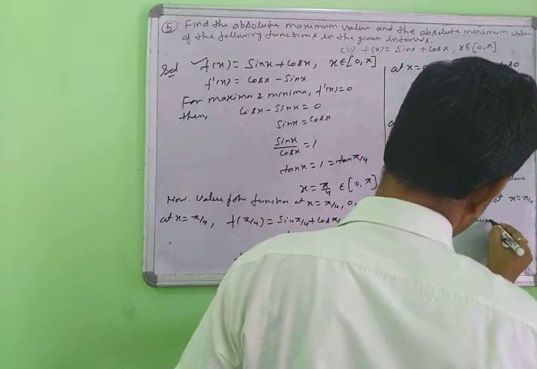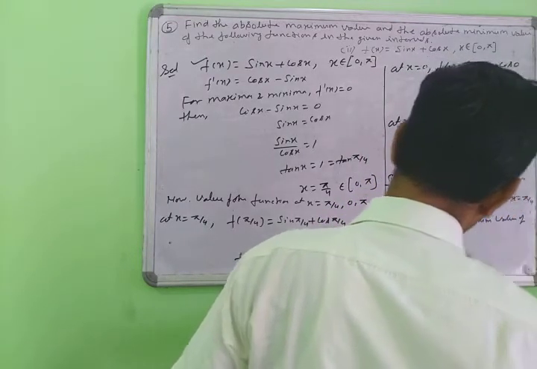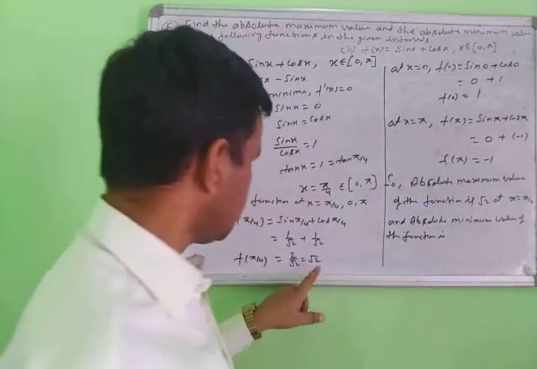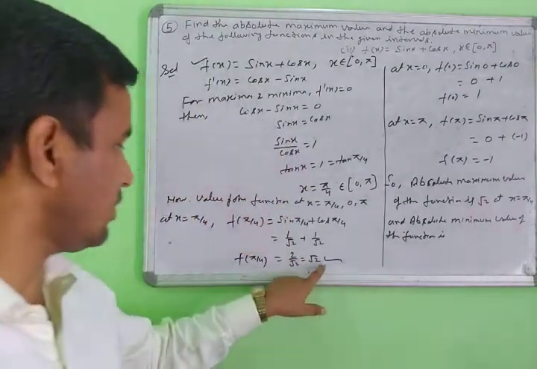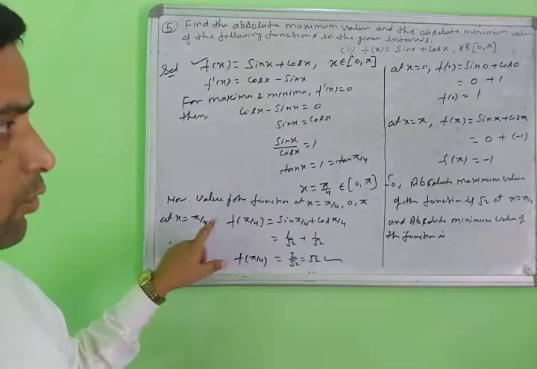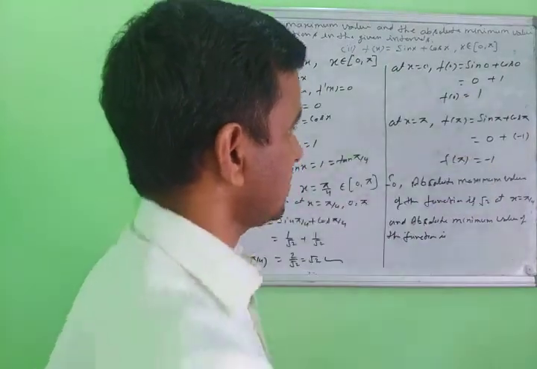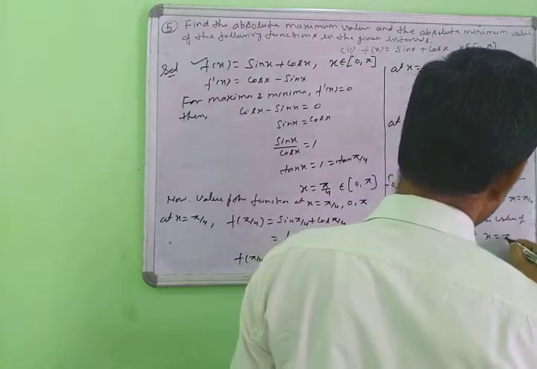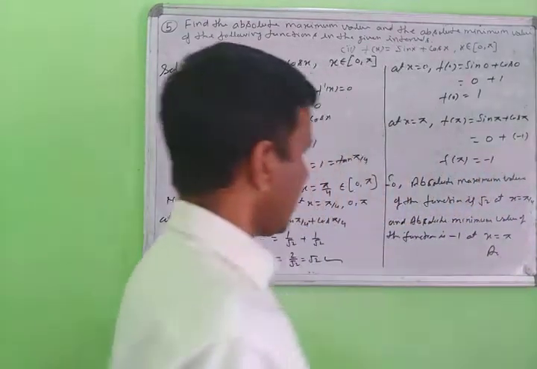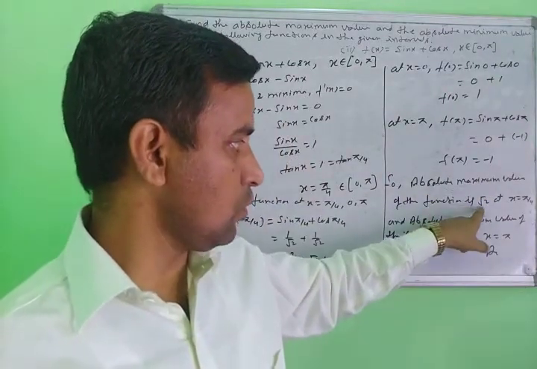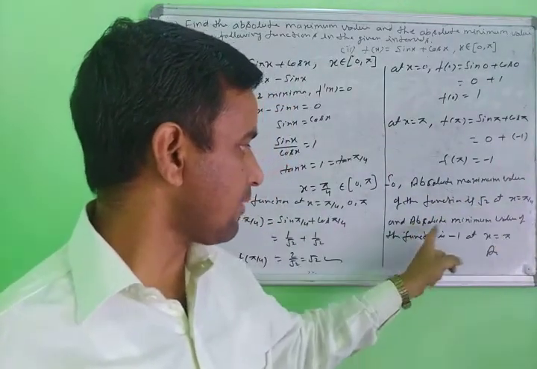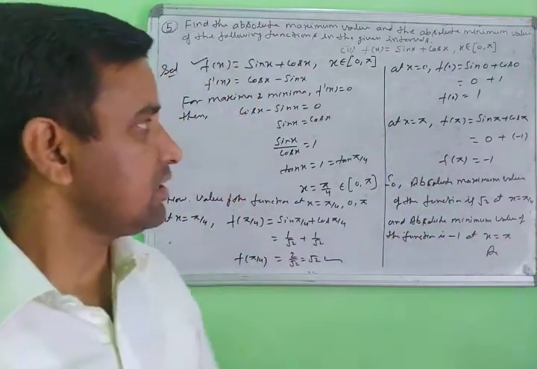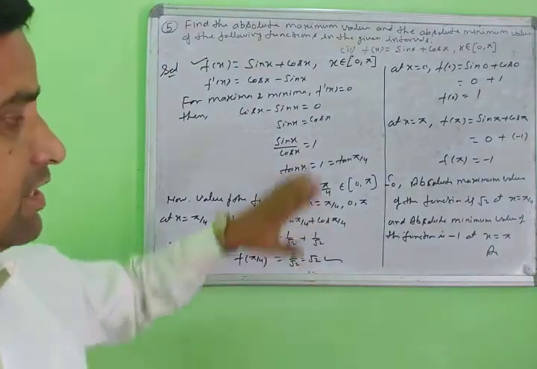Next, the absolute minimum value of the function is, this is the absolute maximum value at x equal to pi by 4. Now check 1 and minus 1. Minus 1 is the minimum, at x equal to pi. This is your answer: the absolute maximum value of the function is root 2 at x equal to pi by 4, and the absolute minimum value of the function is minus 1 at x equal to pi. This is your solution. Very simple method.